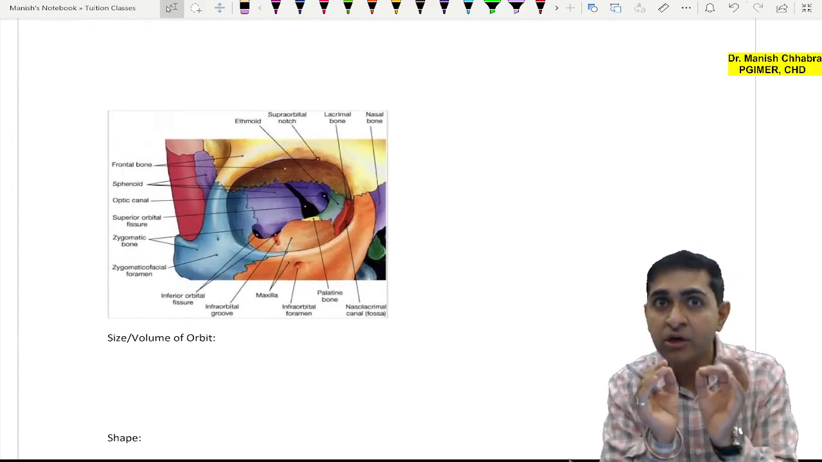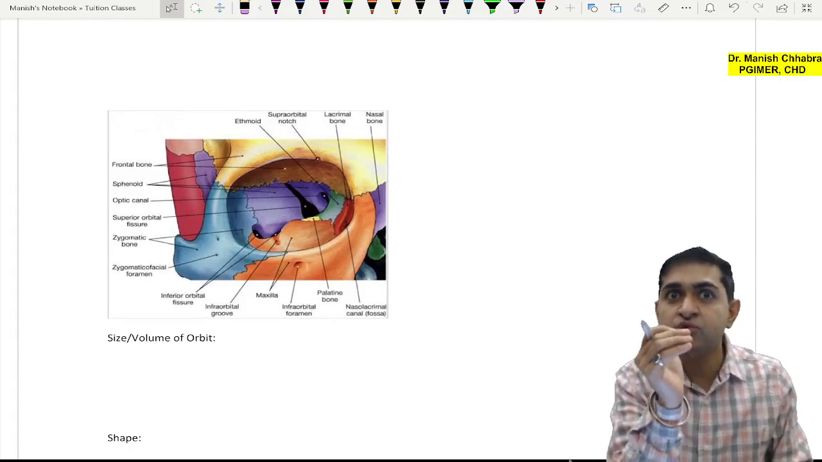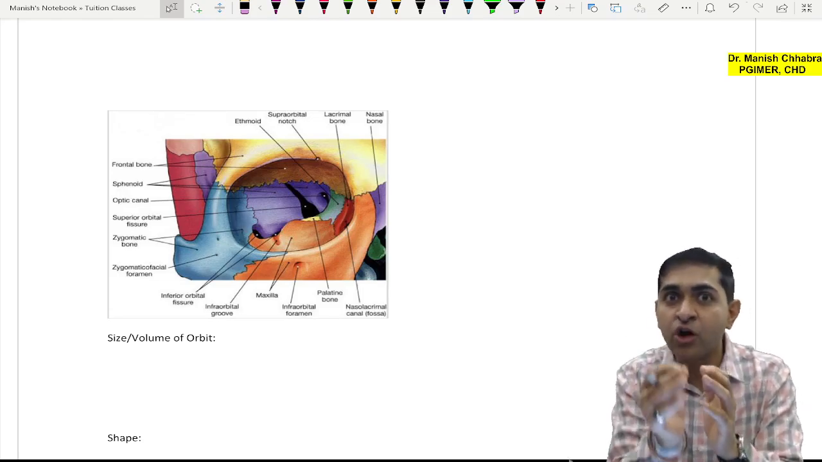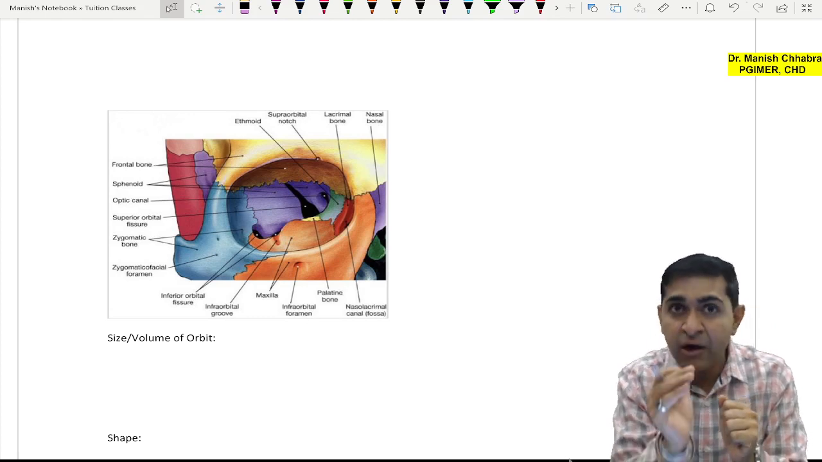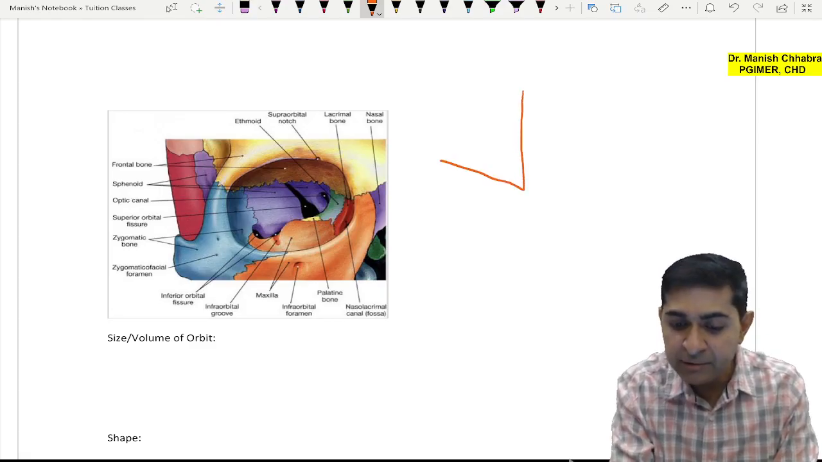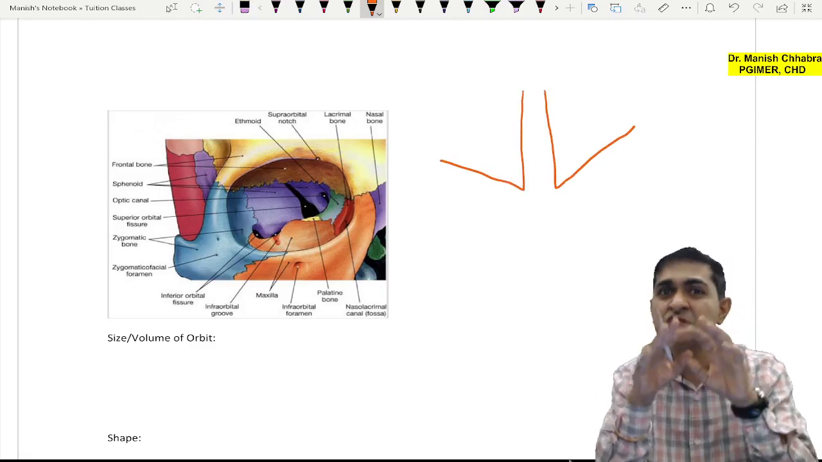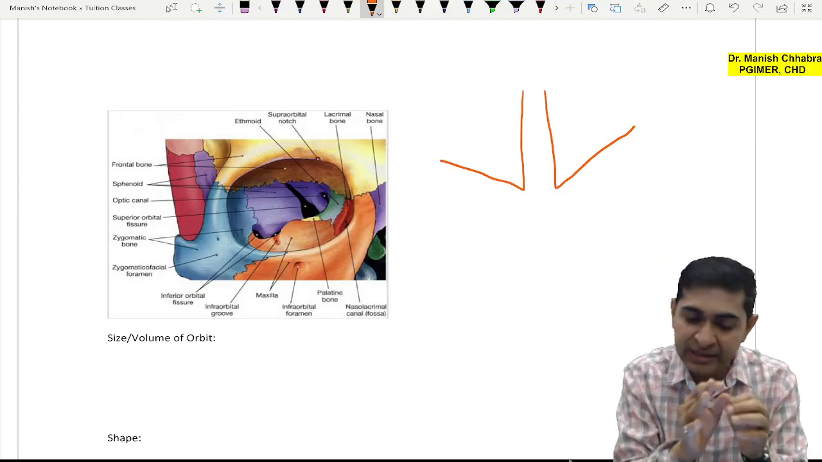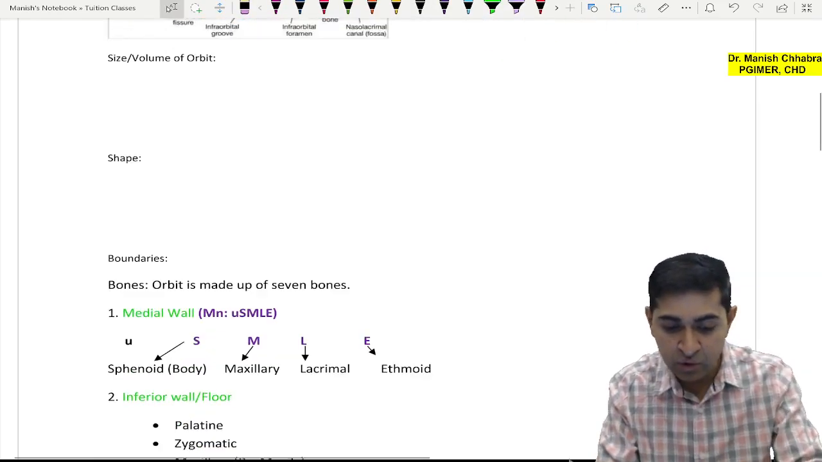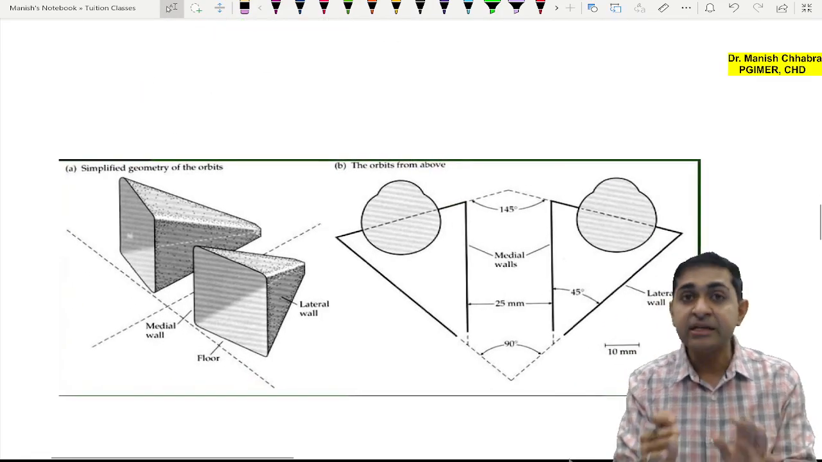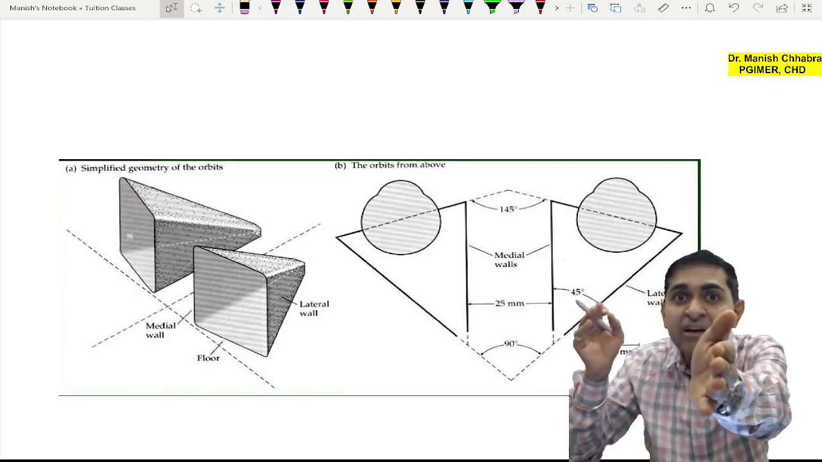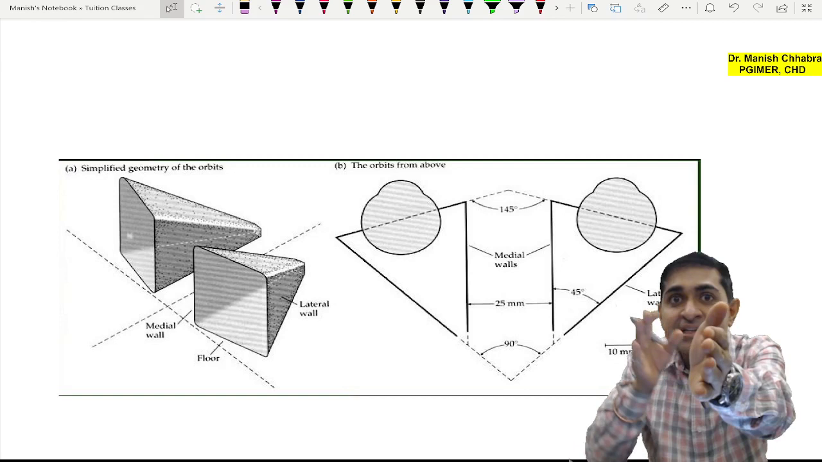Now if we start with the orbit, first and foremost we need to know what the walls of the orbit are, what are the bones which are forming the four walls of the orbit. First, just understand that the orbit is pyramidal in shape. It is not spherical, it is not square or rectangle, but it is pyramidal in shape, in which there is a placement of the eyeball. Now you can appreciate here that the medial wall of the orbit is facing forward, while the lateral wall of the orbit is not facing forward, it is facing outside.